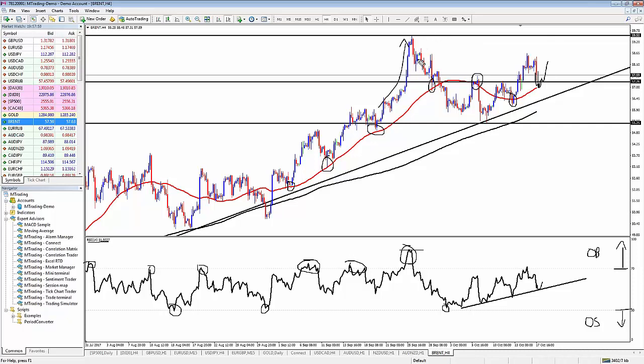So what took place? A correction. This is your correction of this move from this low up to that high. So that is a correction of that move. Now we're looking for that next wave higher.